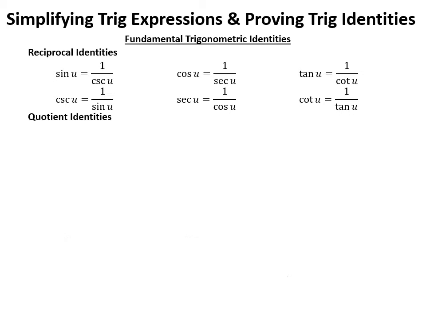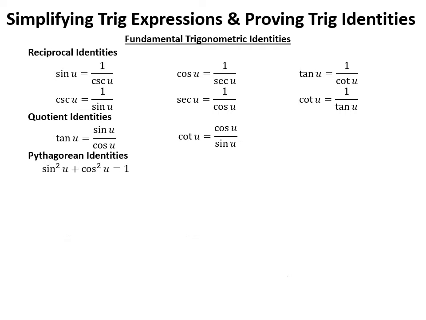And then we have the quotient identities. Tangent is sine over cosine. Cotangent is cosine over sine. The Pythagorean identities: sine squared of u plus cosine squared of u equals 1. Tangent squared of u plus 1 equals secant squared of u. And 1 plus cotangent squared of u equals cosecant squared of u.